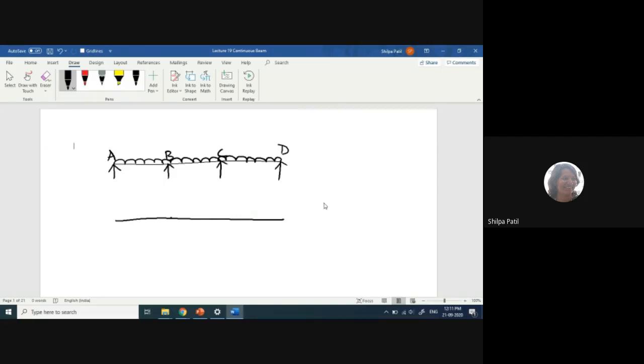Students, how will be the bending moment diagram? Have you forgotten everything? Mos 1? Okay, so it will be somewhat like this, if you remember. Am I right? Yes, ma'am.